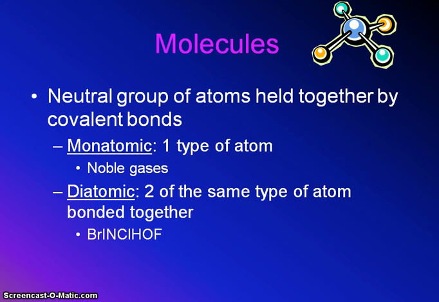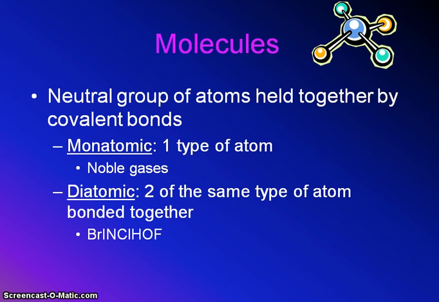Now, a molecule is a neutral group of atoms that's held together by covalent bonds. Covalent bonds are ones in which electrons are shared amongst each other. Something that is monatomic means that it's only made up of one type of atom. So, for instance, the noble gases, or group 18 on the periodic table. These are things like neon and xenon and krypton. Those are things that do not like combining with other types of materials, so many of them are referred to as monatomic. Something that's diatomic means that it's made up of two of the same type of atom bonded together.